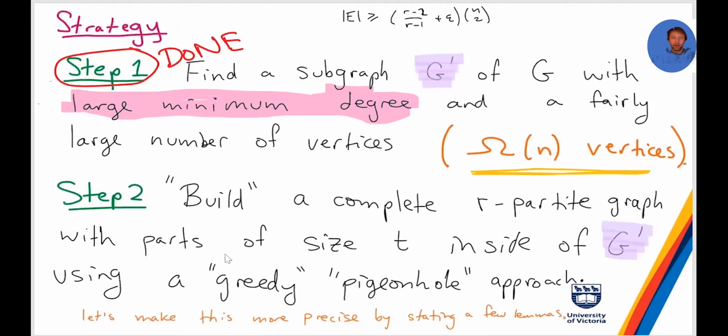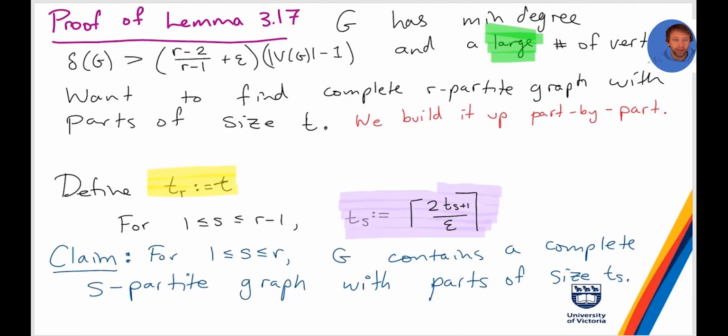So now we're going to try to prove this lemma. Let's get into the proof. Our assumption is that G has minimum degree at least this, which was what we had in the statement, and has a large number of vertices. For the time being, I'm not going to tell you how large it has to be, but hopefully that'll become clear later in the proof. And what we're looking for is an R-partite graph inside of G where all the parts have size at least T, or let's just say size equal to T.